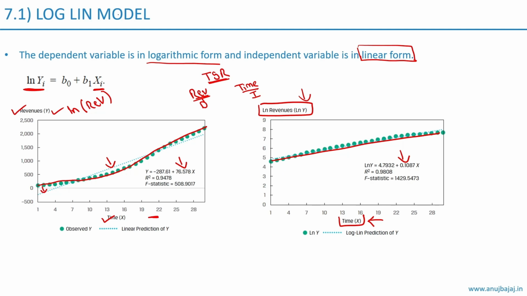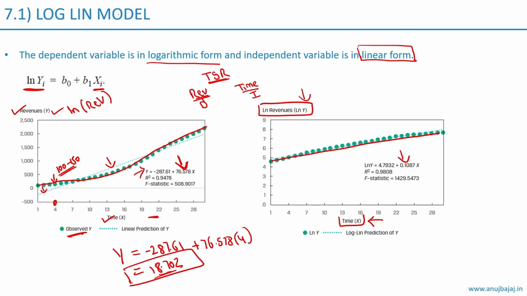Suppose I want to forecast the value of the dependent variable when the independent variable's value is 4, that is, at the 4th year. So using this model, the value of the dependent variable will be negative 287.61 plus 76.578 multiplied by 4. And the value of the dependent variable is 18.702. The actual, observed value of the dependent variable for the 4th year is somewhere closer to 100 or 150. But using this model, the value that we got is 18.702.